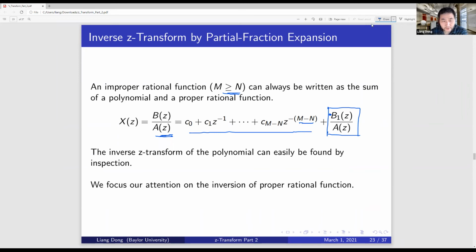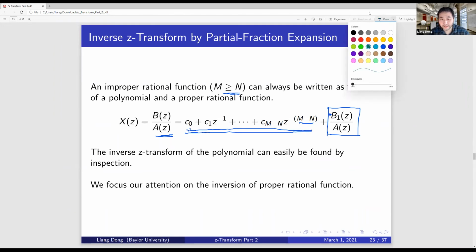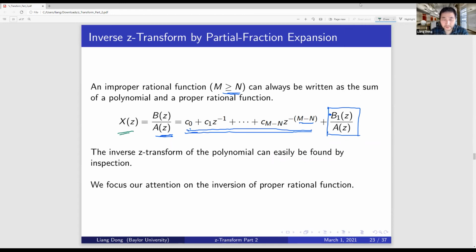Now, the inverse Z transform of the polynomial can be easily found by inspection. What is the inverse Z transform of a polynomial? I want to do the inverse Z transform of X. Now I break that into two sections. One is this polynomial. The other one is this proper rational function. So it's a linear operation. The Z transform is a linear operation. The inverse Z transform is also a linear operation.